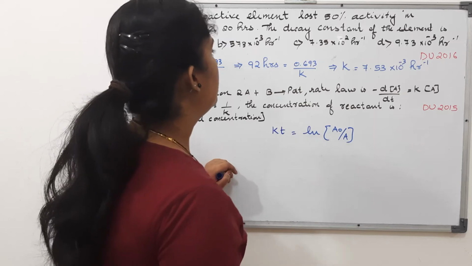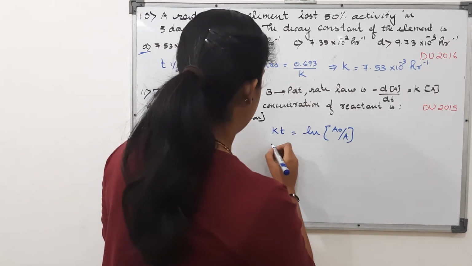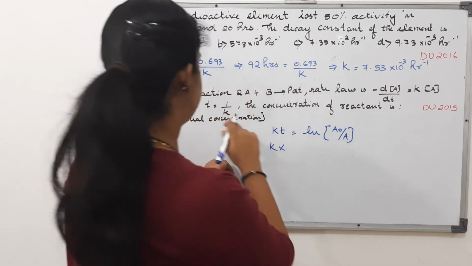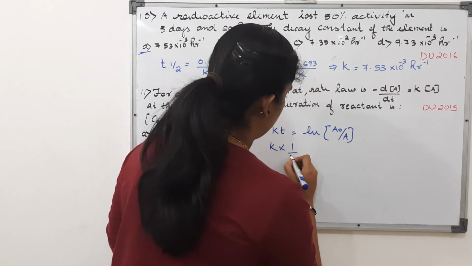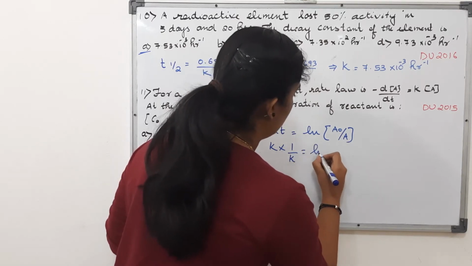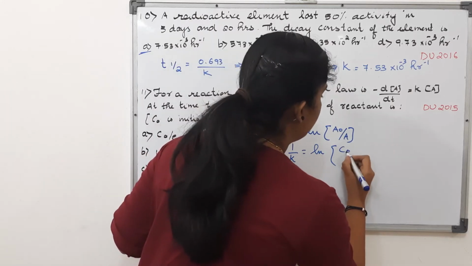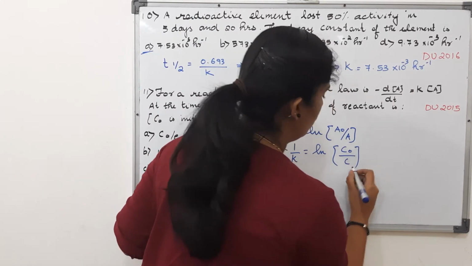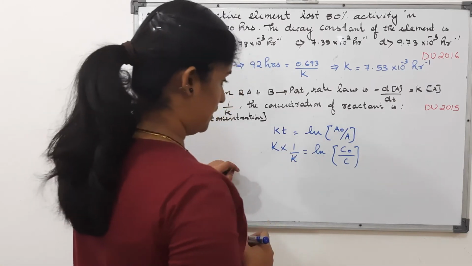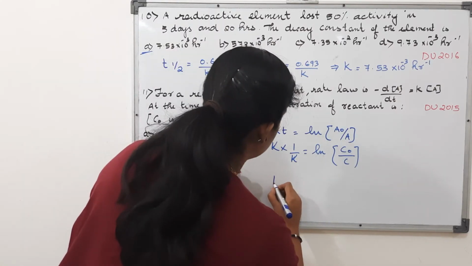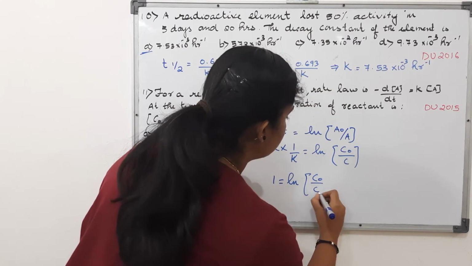Now what can we say in this? K into, what is the time here? It is 1 by K. That is equal to ln of, my initial concentration is given as C naught, and the final concentration, which we don't know and have to calculate, will be some C. K and K will get cancelled off. So finally 1 becomes equal to ln of C naught by C.